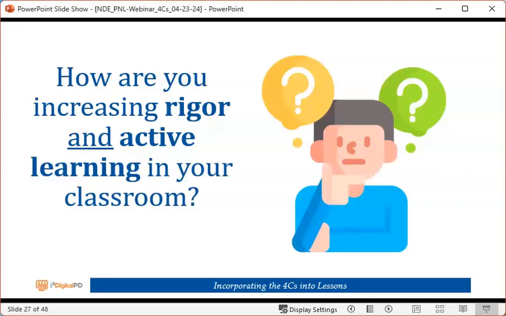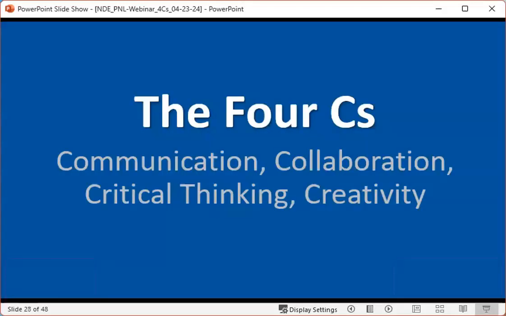I'm going to move on because we've got a really cool, fun breakout today that I want to make sure we have plenty of time for, and we're already at the bottom of the hour. So let's talk about the 4 C's.